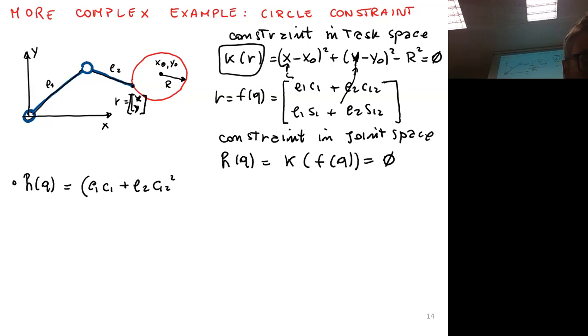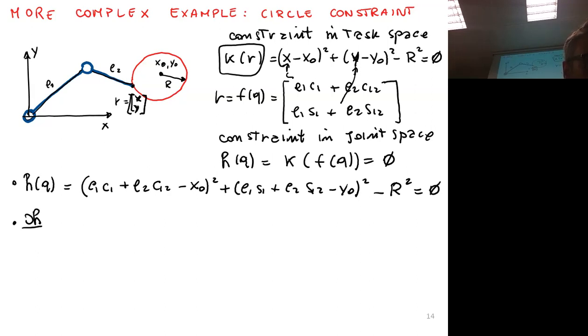Minus x0, everything squared. We replace the y component. And then we subtract the radius. We set this equal to 0, and this is the expression of h. And in the equation, we wanted to also have the derivative of h with respect to q. Remember that before it was just a Jacobian. In this case, it will be a little bit more complex because we need to differentiate.